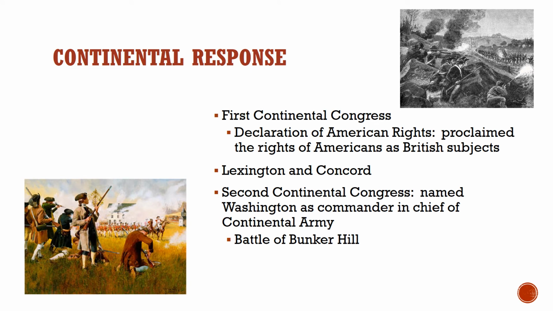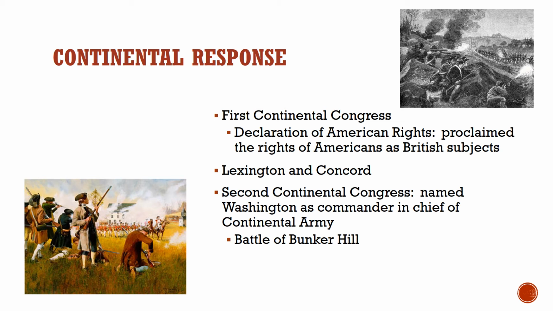On September 5th, 1774, the 55 delegates making up the First Continental Congress assembled in Philadelphia. I want to draw attention to the name of this group of delegates, Continental Congress. Congress simply means meeting. We saw it with the Stamp Act Congress. And then Continental is a reference to all of the colonies together.